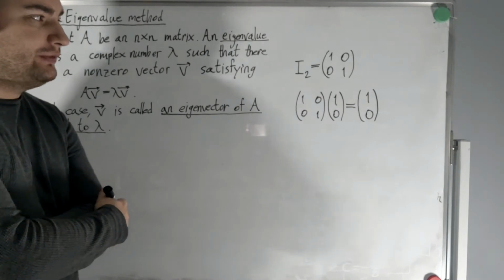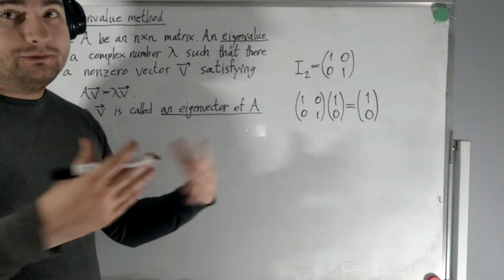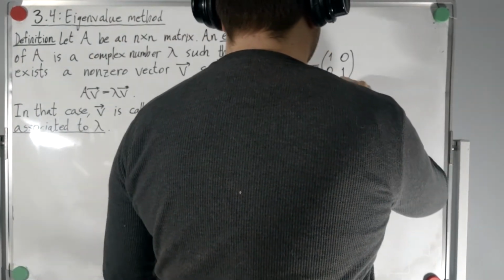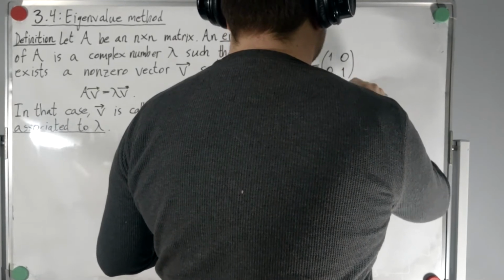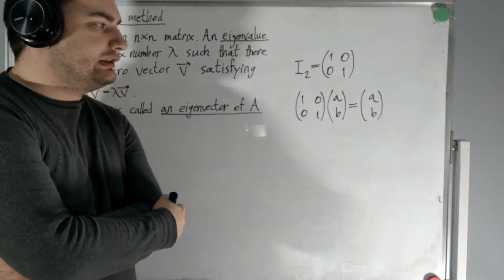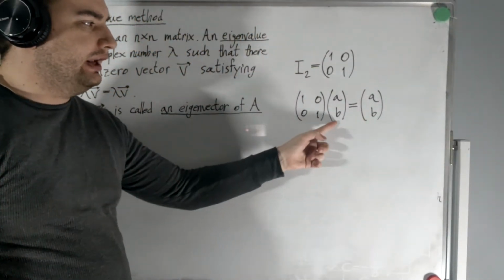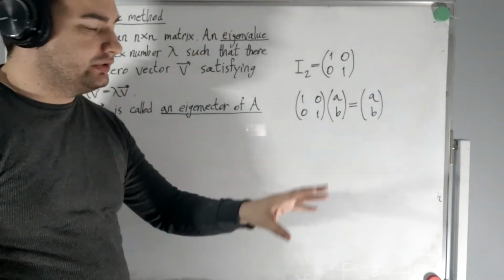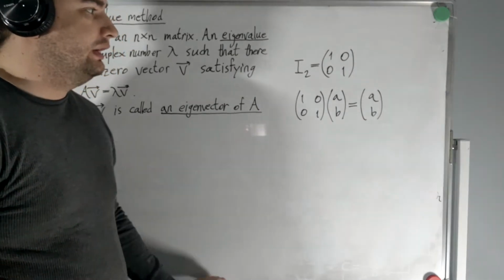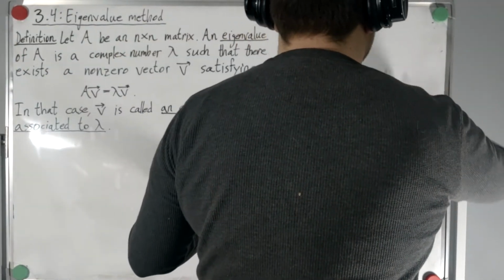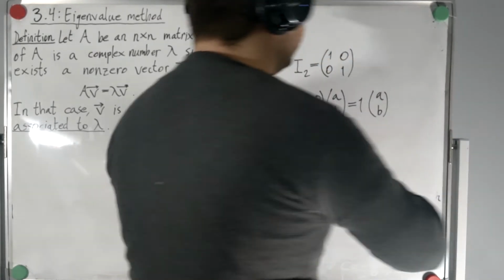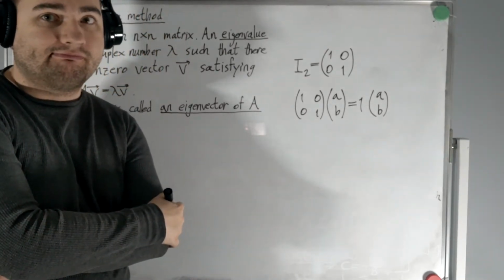In fact, this happens for not just 1, 0, but actually every vector out there. The 2 by 2 identity matrix has the property that when you multiply it by any two-dimensional vector, you just get back that two-dimensional vector. Okay? Now I want to notice that this is 1 times that two-dimensional vector.